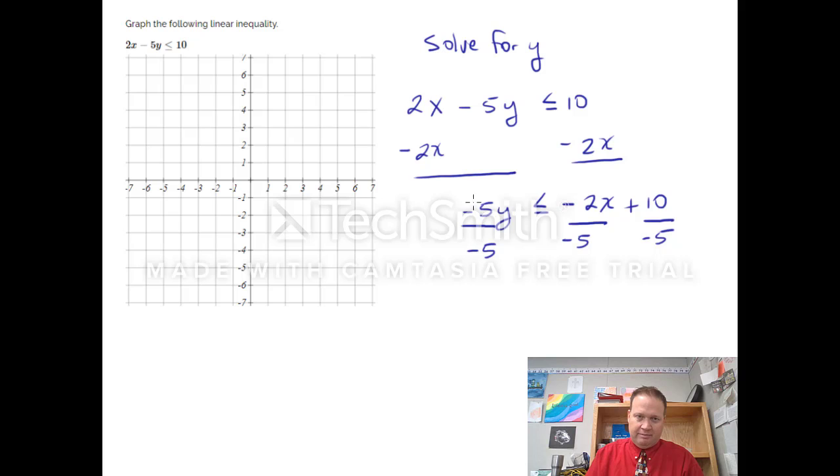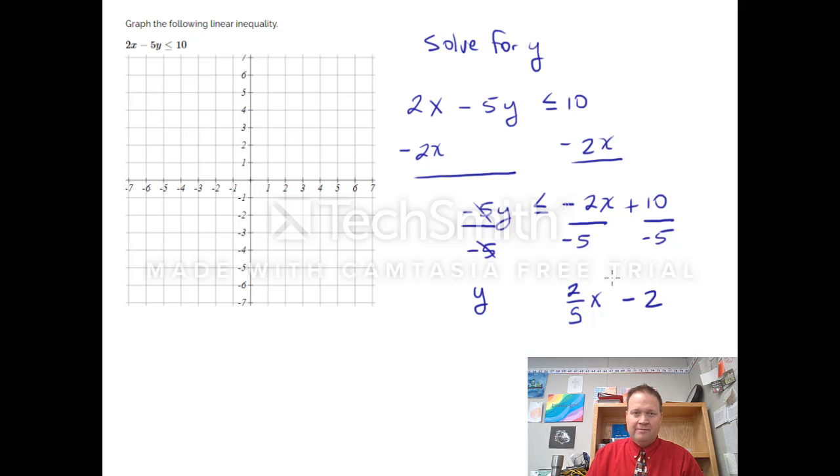So the negative 5 divided by a negative 5 becomes 1, and that's y. And this over here is positive 2 over 5, and we don't have to do anything with it. It's just 2/5 x. That's my slope. It's going to be up 2 and over 5, and it's a positive number. And a plus divided by a minus is a negative.